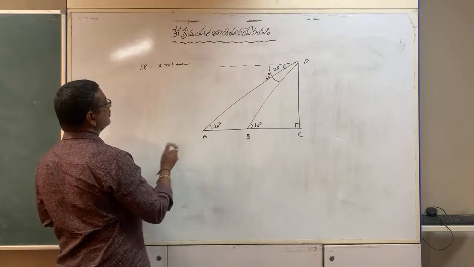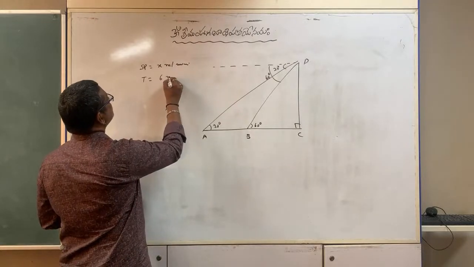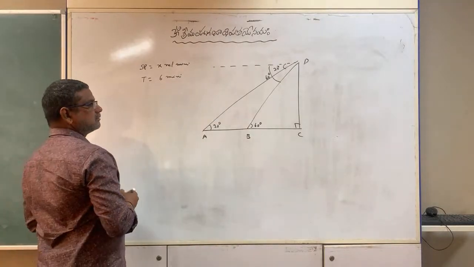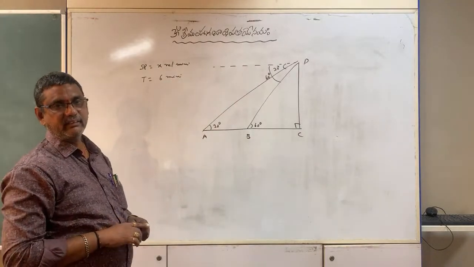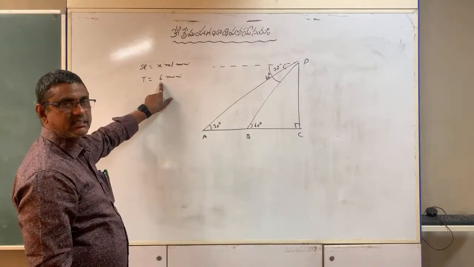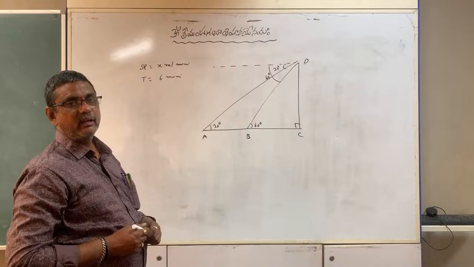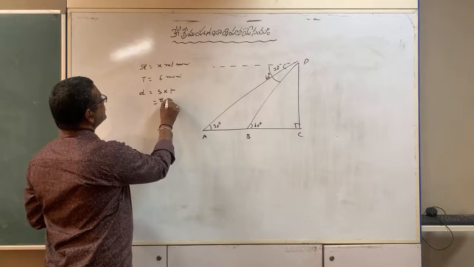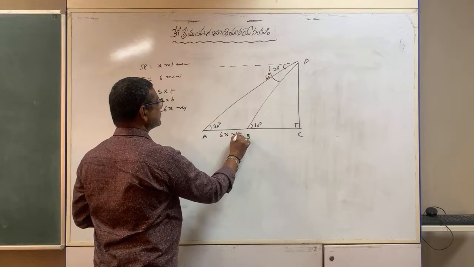So, time taken by the boat to reach from A to B is 6 minutes, speed x meters per minute. Here, to go from here to here at this speed it takes 6 minutes. That is what you have to understand. So what is the distance travelled then? Distance travelled is speed into time, x into 6, so this is 6x meters.